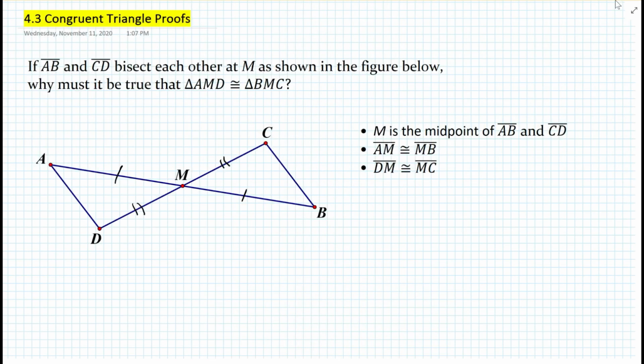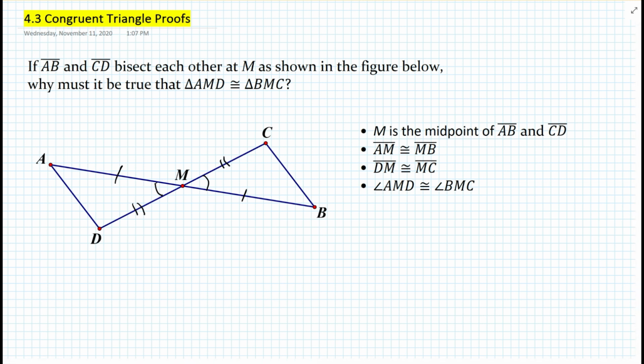Well, if we look at this diagram here, we don't know if segment AD and CB are congruent. But do we know anything else? Well, the fact that we have segment AB and CD intersecting at point M shows that we have vertical angles here. And these vertical angles must be congruent. So therefore, angle AMD is congruent to angle BMC. Now we have all the information needed to show that the two triangles are congruent.